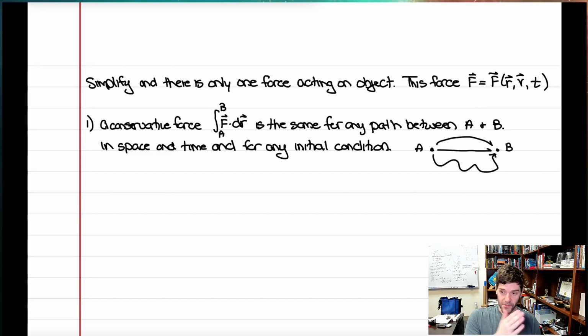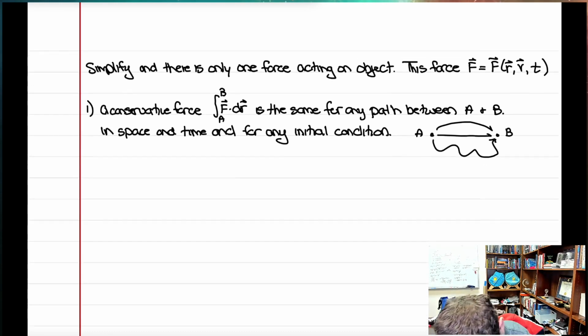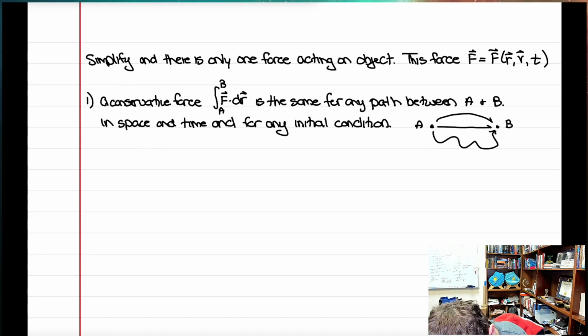So all that matters is that you start at A and you end up at B. It doesn't matter if you were initially moving super fast or super slow, or if you do it today or 10 years from now, this is the same. The amount of work being done, if we want to think physics, is the same for any path you could draw. This is a statement of path independence. There are implications right away by just this statement alone.